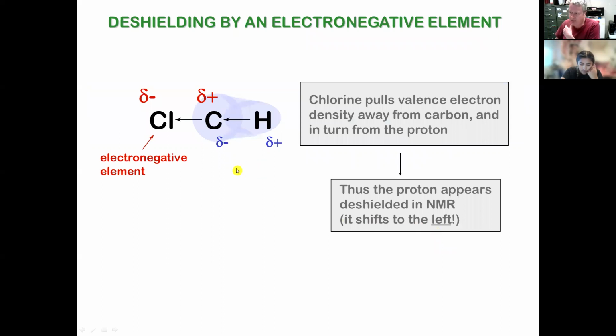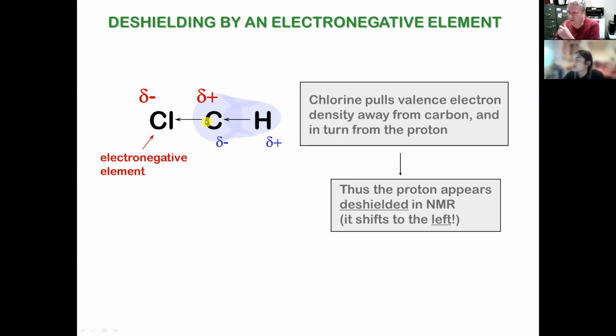All right, remember what I said about if I have valence electrons around the CH, and let's ignore the chlorine right now, just pretend the chlorine's not there. What did we say that the valence electrons do to the magnetic field? We said it shielded them. The valence electrons shield the hydrogen from the full effect of the magnetic field, right?